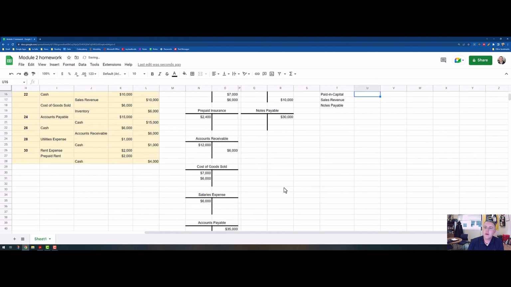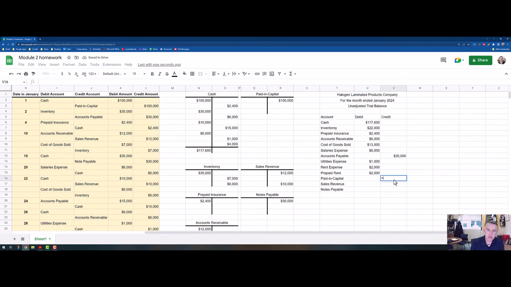Okay, alright, and then paid in capital, we're going to do the sum of the credits, right, because this is an equity account. Equity accounts have a credit balance usually. Their natural balance is a credit balance, so I'm going to do a credit minus a debit. Sales revenue, same thing. I'm going to say sum of credits minus the sum of the debits. Alright. And then finally, notes payable, I'm going to say the sum of the credits, that's a liability, minus the sum of the debits. Okay.